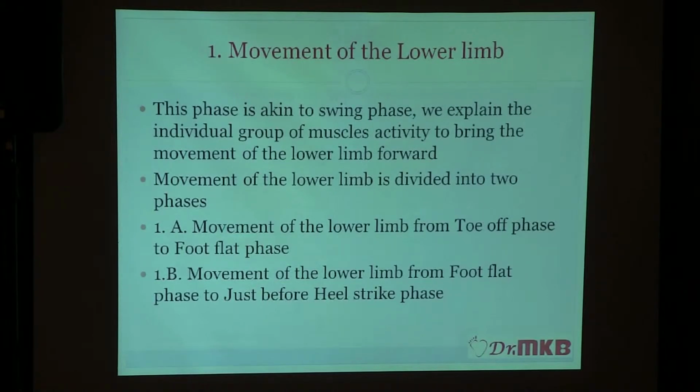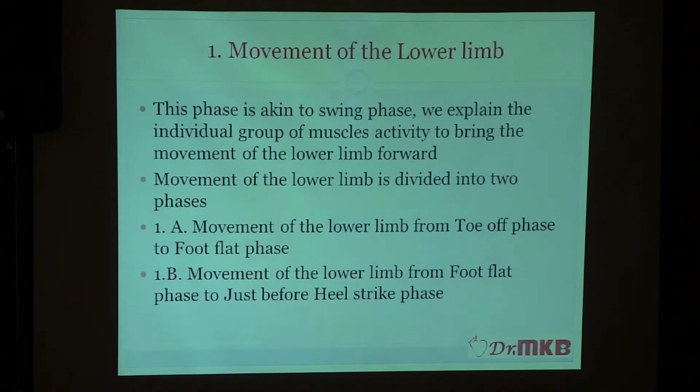Movement of the limb is akin to swing phase. We explain the individual group of muscles activity to bring the movement of the lower limb forward. Movement of the lower limb can be divided into two phases. In the older days, walking is defined as heel strike, foot flat, heel off, toe off. The present day classification uses a lot of sub-classifications, but heel strike, foot flat, heel off, toe off can be visualized easily without any use of technology or videographic analysis. Therefore, I have kept that as a standard.